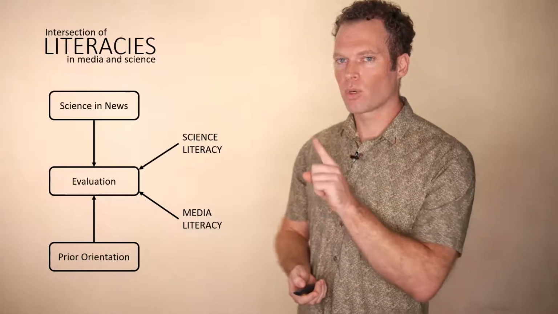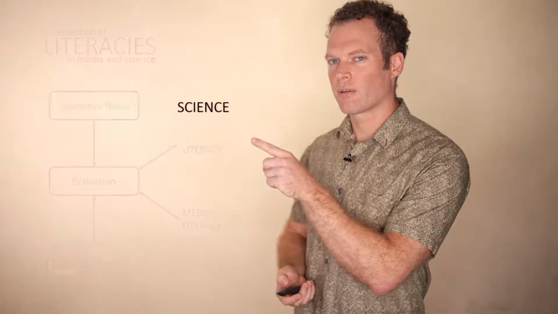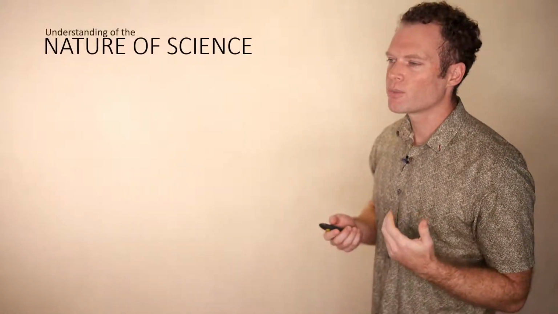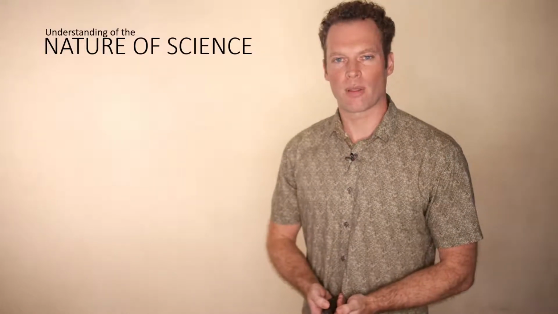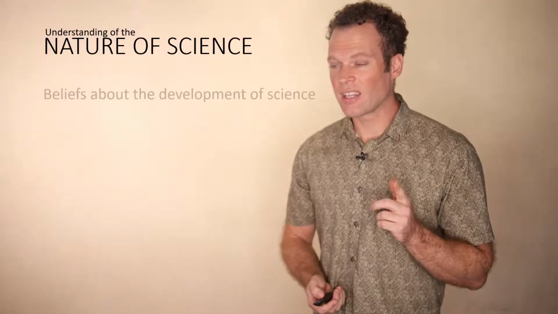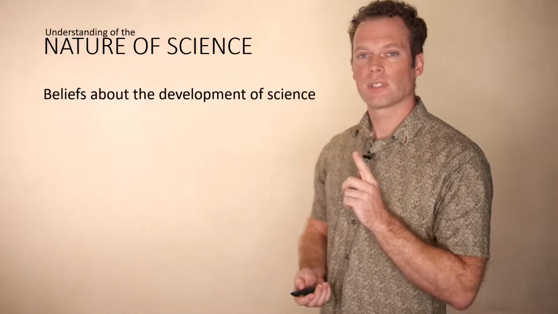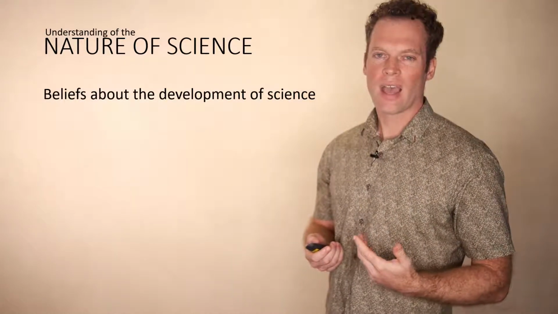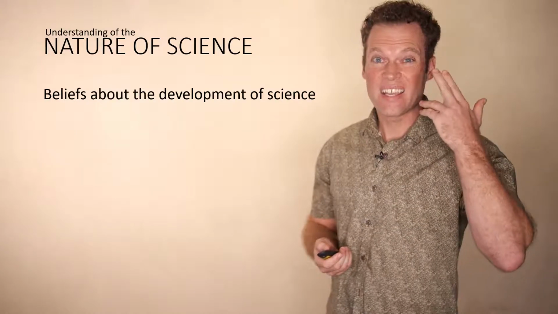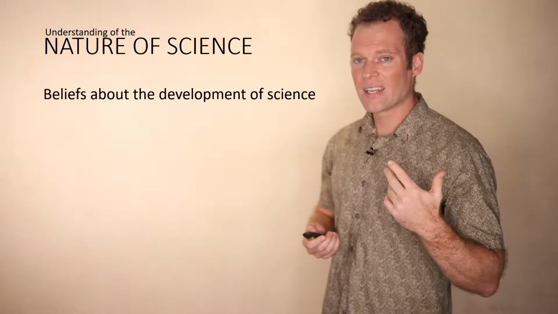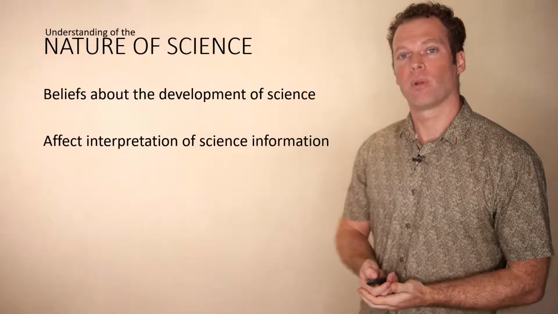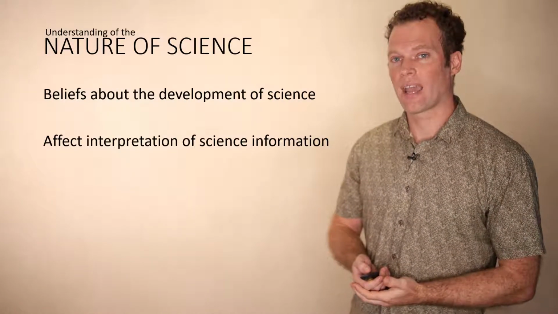I'd like to spend a little more time talking about science literacy, and I'd like to discuss it in terms of the nature of science, and specifically what people understand about the nature of science. Understanding the nature of science reflects beliefs about how science develops, how science progresses, and how ideas and new scientific knowledge emerge. And these beliefs can affect how people interpret science information when they encounter it.